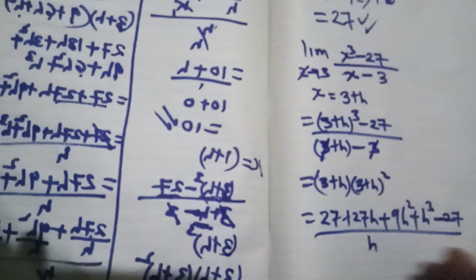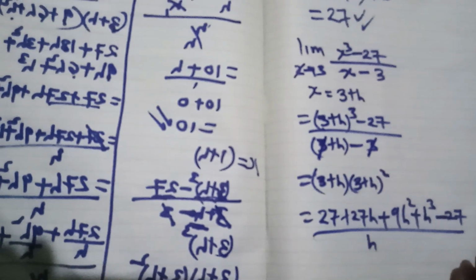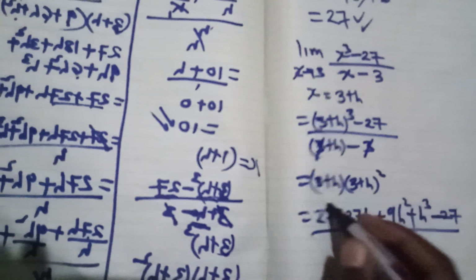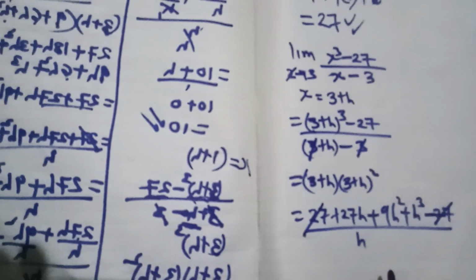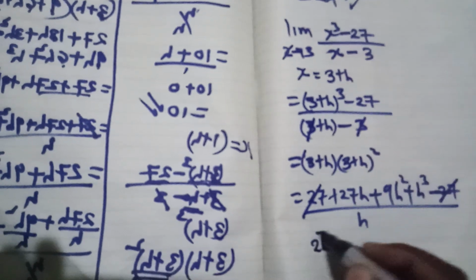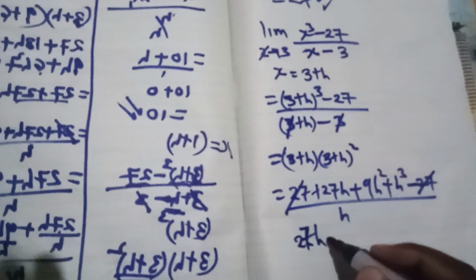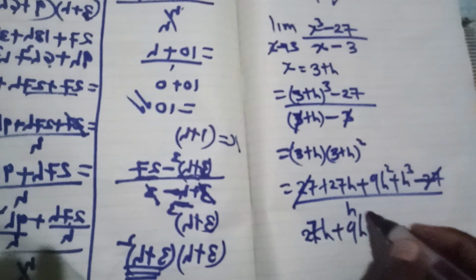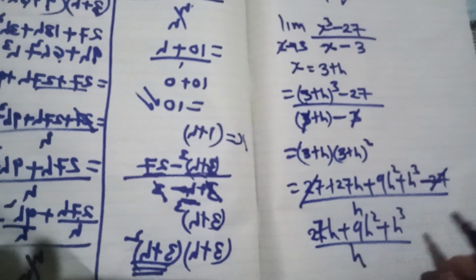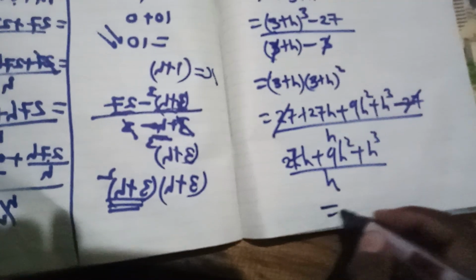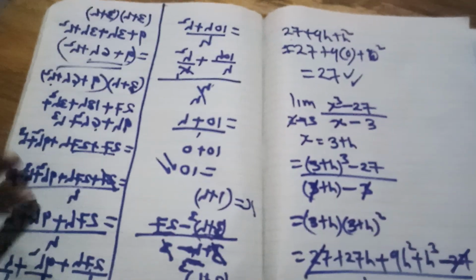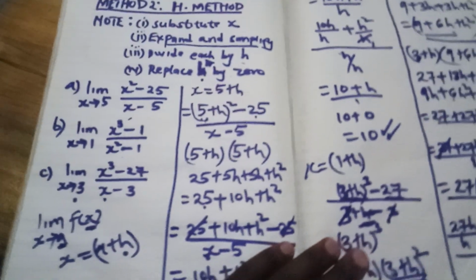Divide both sides by h. This 27 will cancel with this one first. Then we remain with 27h plus 9h squared plus h cubed out of h. Then the answer at the end will be 27. This question is just like a repetition of the previous question.